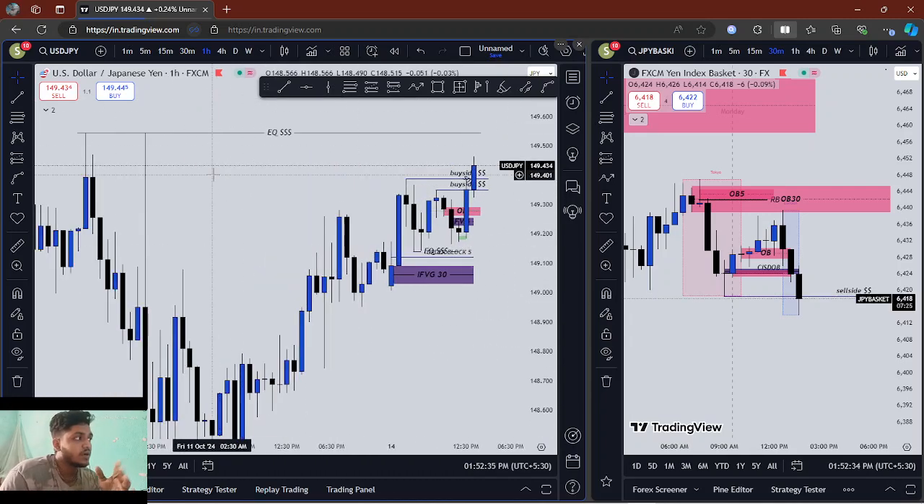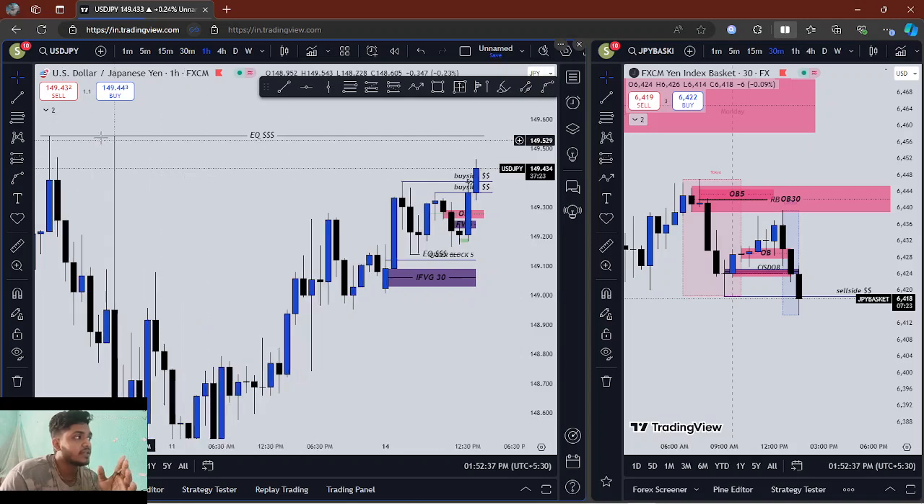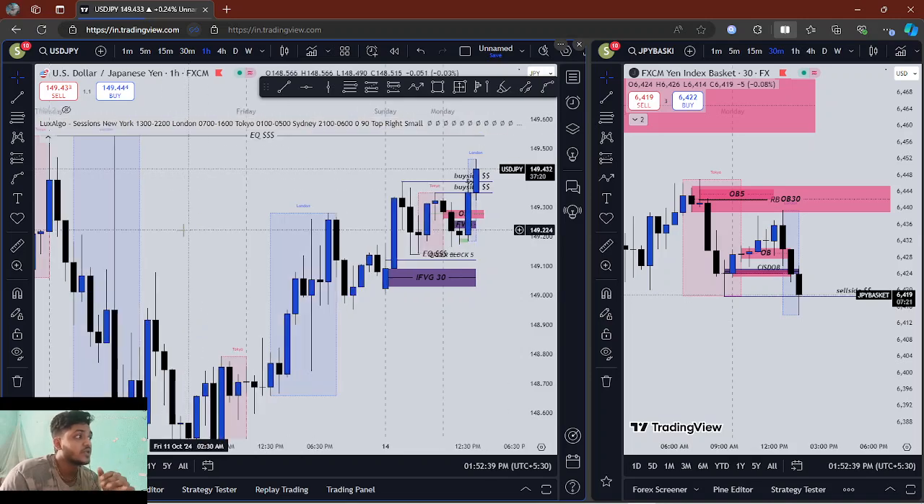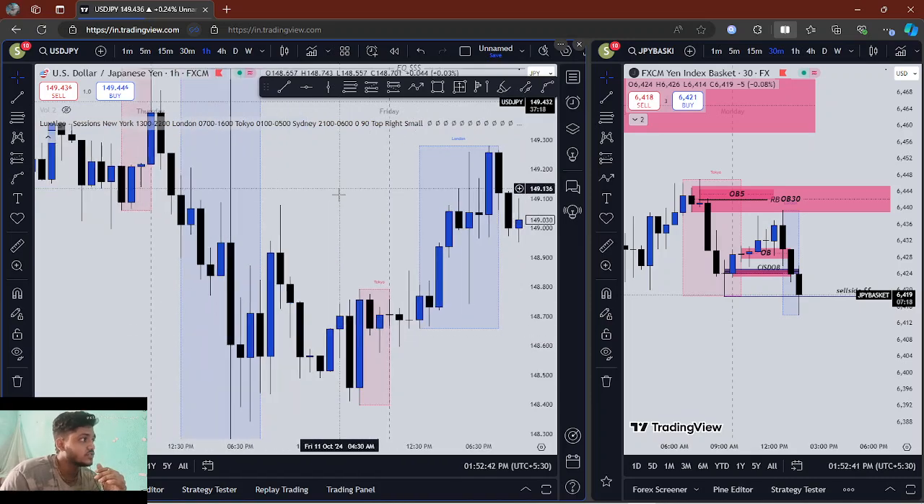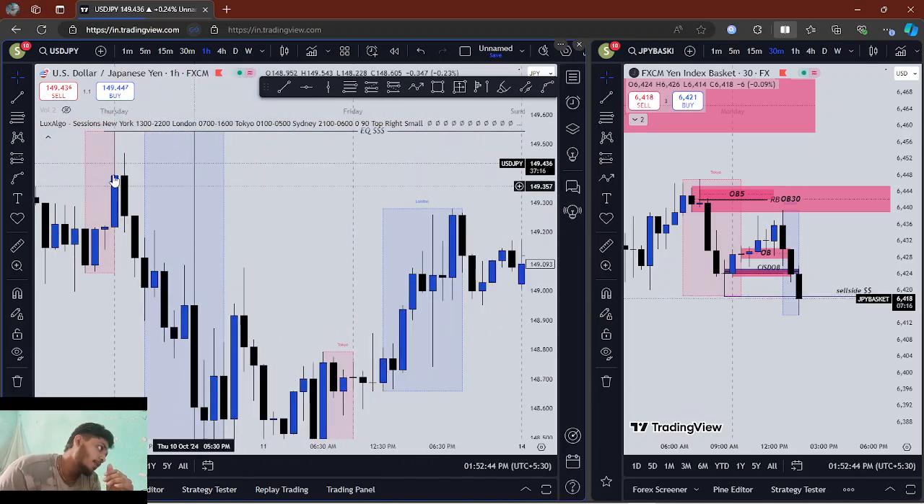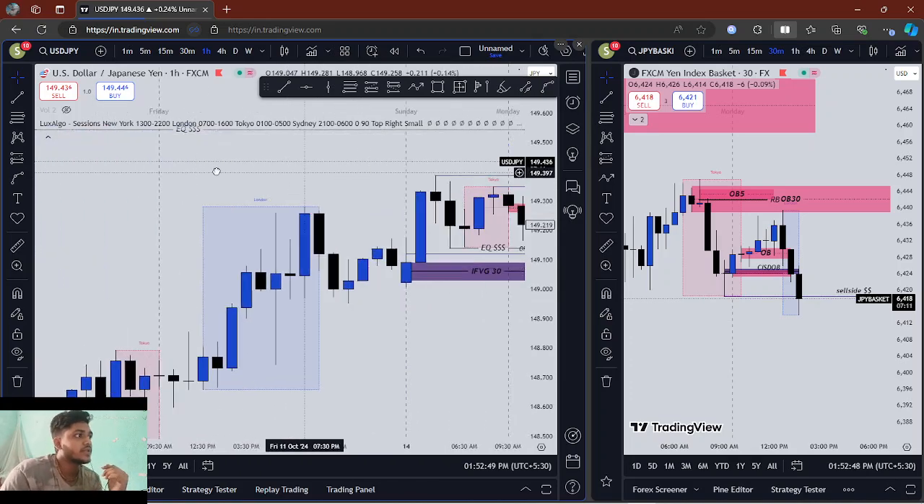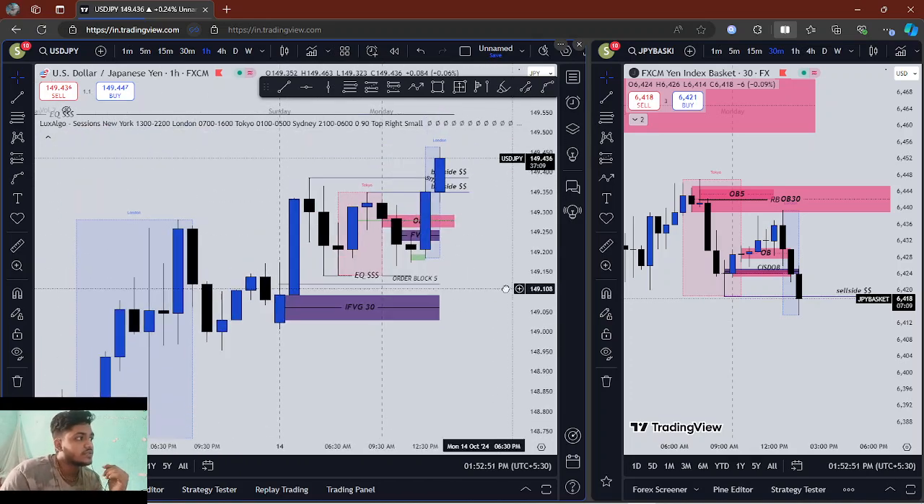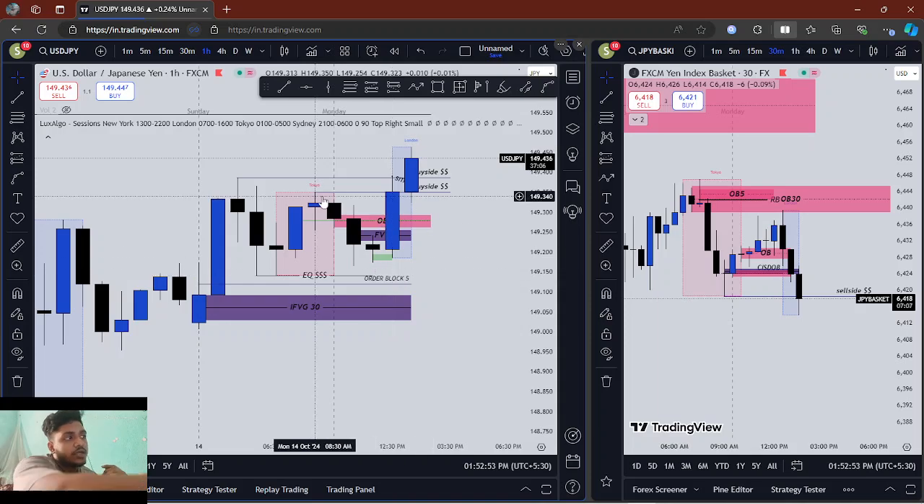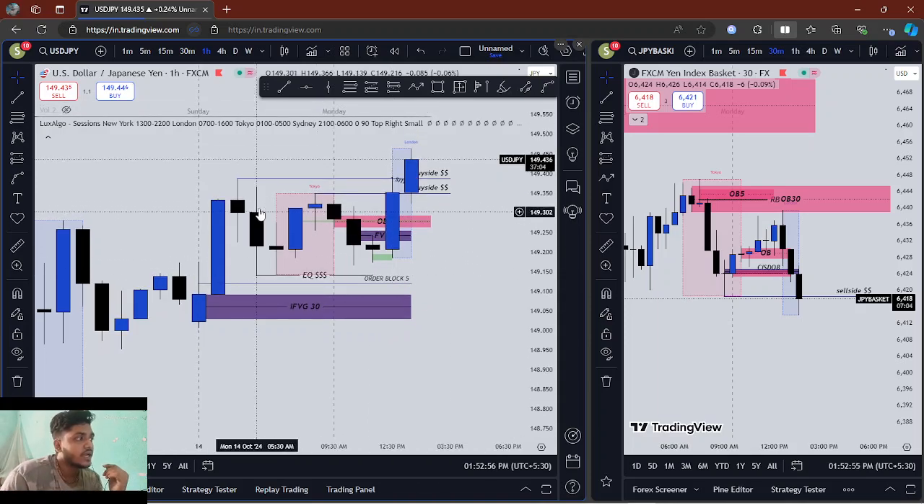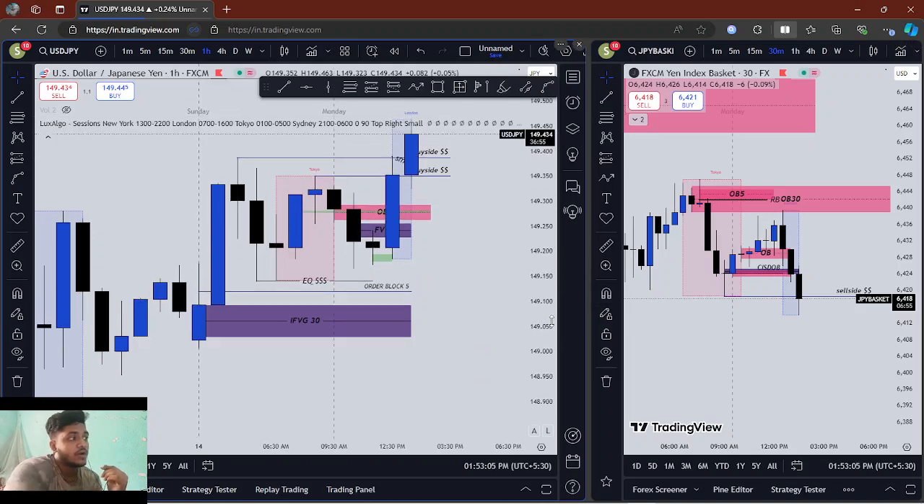I marked out some important levels. There was an equal high, which was Friday's London and Asian session high, so a nice liquidity pull there. We had today's Tokyo session high. We had 4:30 a.m. Indian Standard Time, where there was a swing high. And I just marked out all of my points of interest.